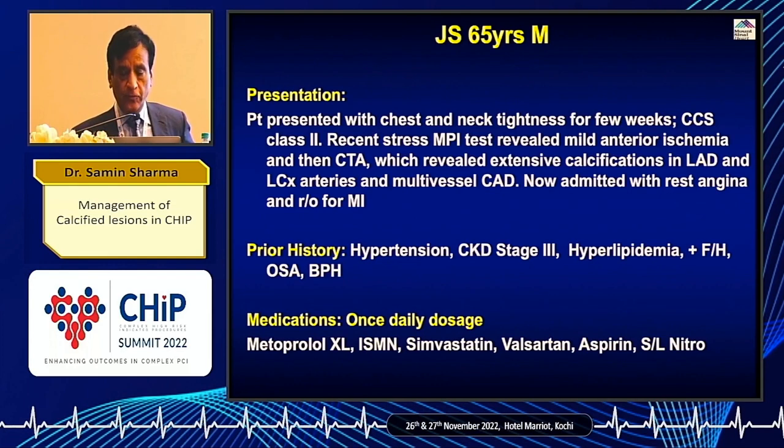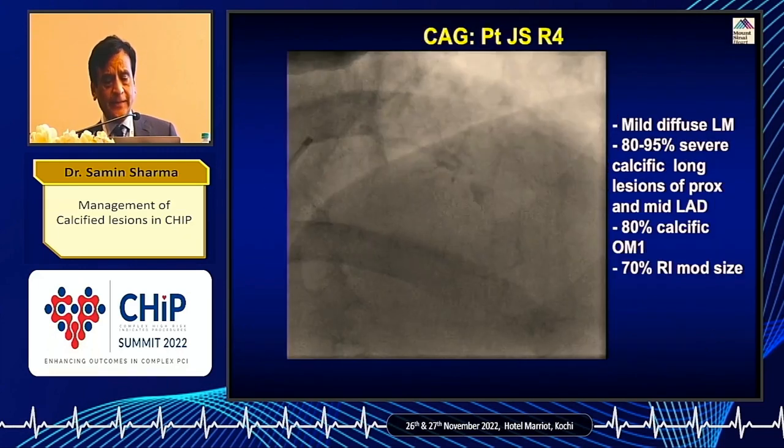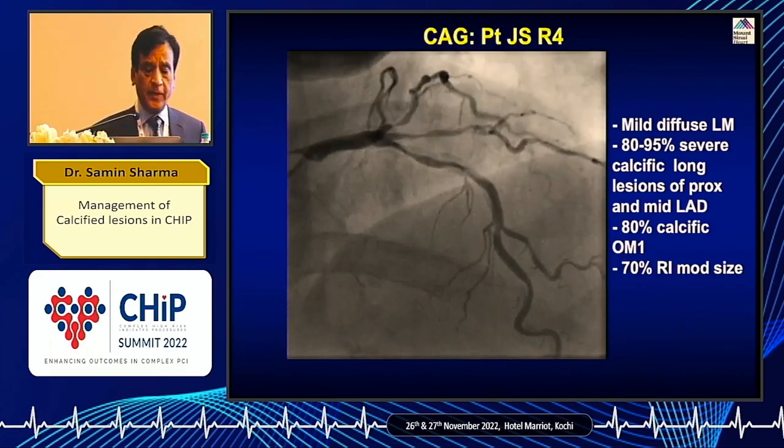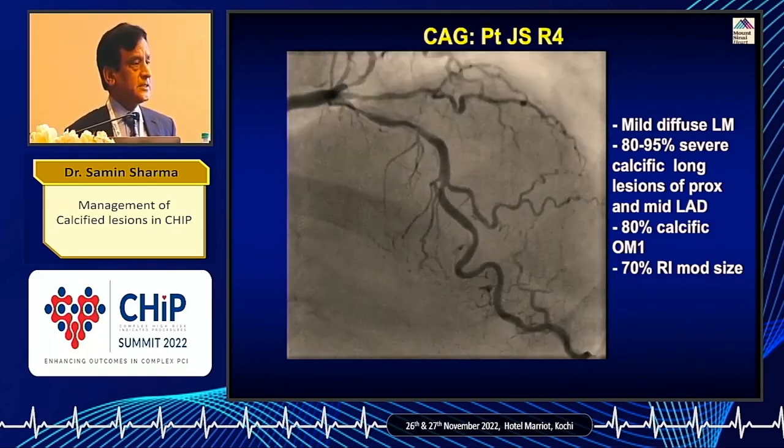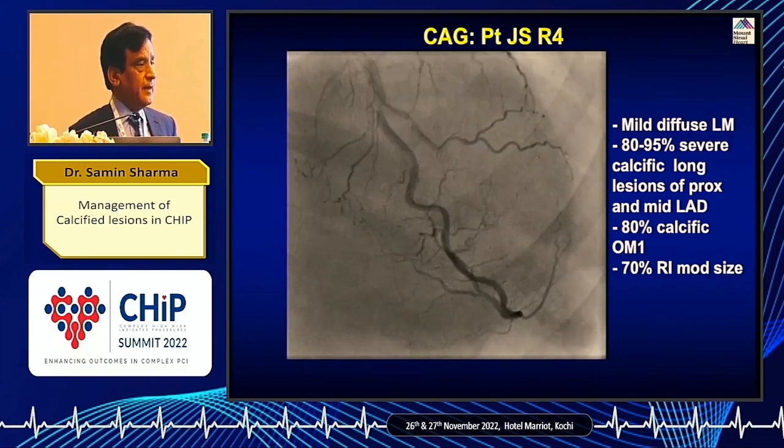So let me just show you 1 or 2 cases. This is a patient who presented with chest pain and has significant ischemia in the LAD territory, and this is a classical CHIP case, a long calcific tortuous LAD.